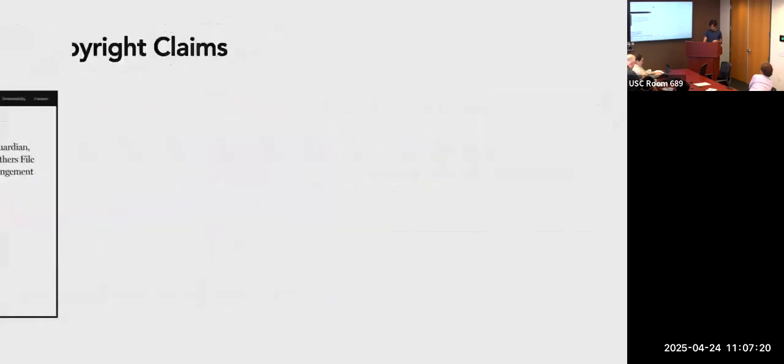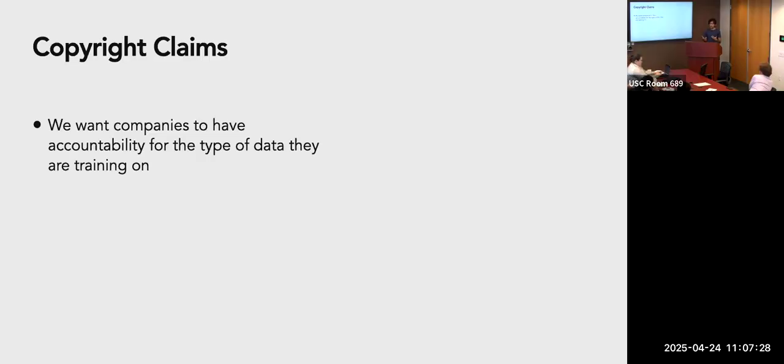So this kind of motivates what I will go into next, the copyright claims. Ideally, we want companies to have accountability for the type of data they're training on. The title says copyright claims, but of course this applies to all the other sensitive information I mentioned. So we want them to have some kind of accountability.